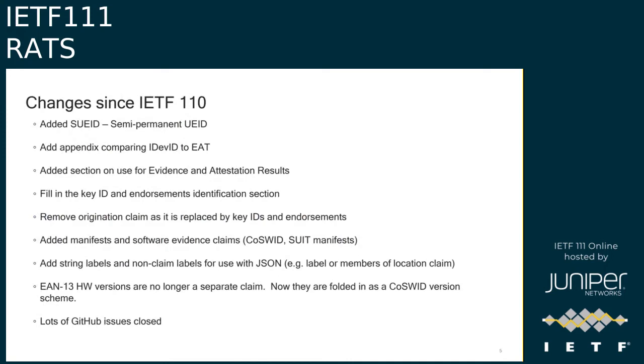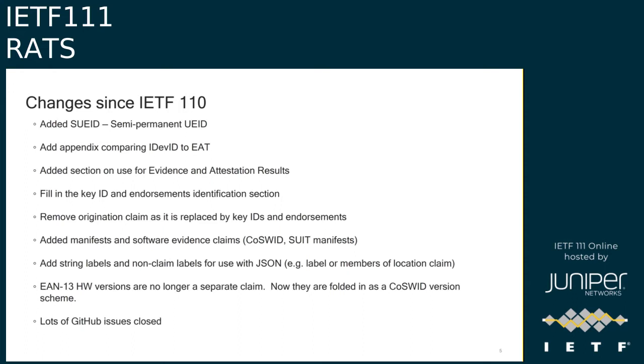Here's the list of changes since IETF 110. So the semi-permanent UEID was added, and more discussion on it on Thursday. An appendix comparing EAT and IDevID was added, with discussion on that on Thursday. I added a section on use of evidence and attestation results, more discussion on that on Thursday. There's a key ID and endorsements section that was discussed maybe two meetings ago. So that text has all been added, and that resulted also in the removal of the origination claim.